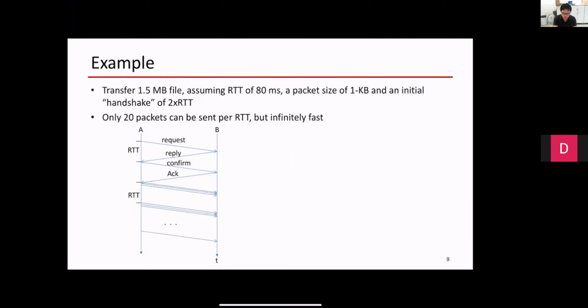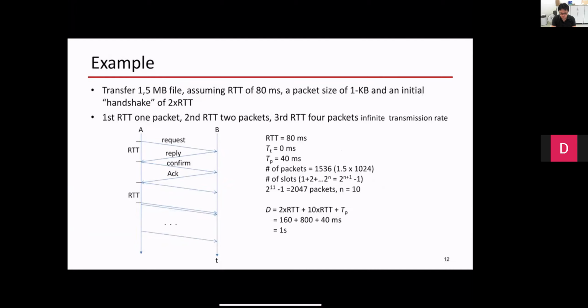The next example is 20 packets per RTT. I think we covered enough for this case. And we also talked about the exponentially increasing case. Then it ends up with 1 second.